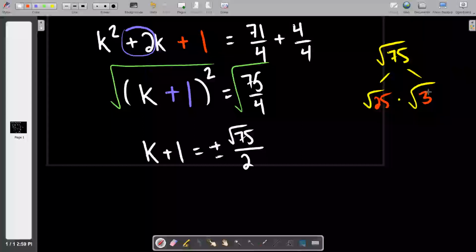3 quarters make 75 cents. And don't say stuff like 75 times 1. That's bad. And what is the square root of 25? 5, not 5 and 5, just 5. So the answer to this is 5 root 3.